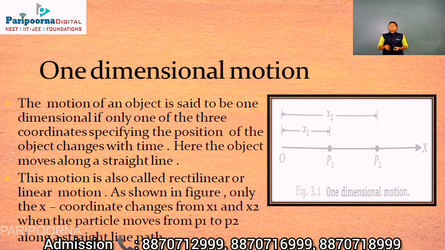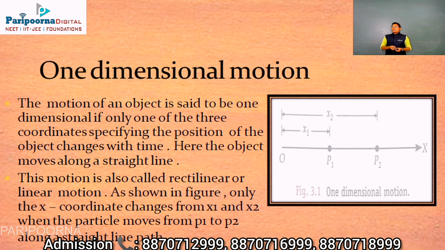Now here comes one-dimensional motion. What is one-dimensional motion? The motion of an object is said to be one-dimensional if only one of the three coordinates specifying the position of the object changes with time. Here the object moves along a straight line, as you can see in the image. This motion is called rectilinear or linear motion because it is traveling in a straight line.